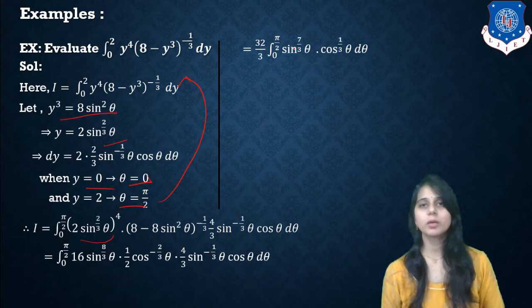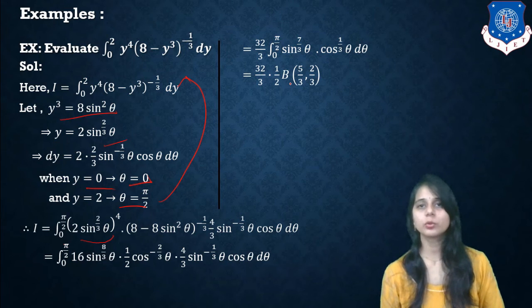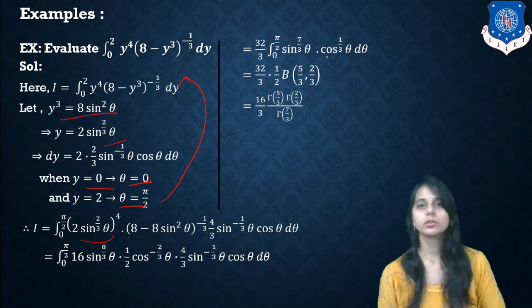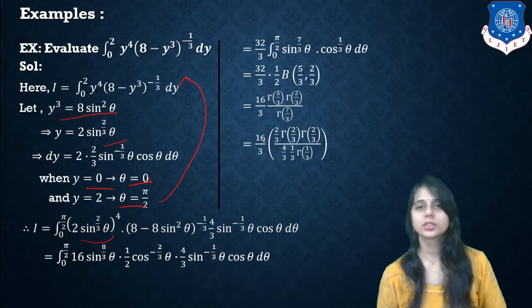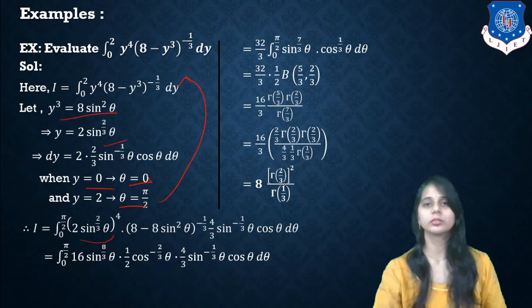We get 32/3 integration 0 to π/2 sin raised to 7/3 theta cos raised to 1/3 theta d theta. It is 32/3 into 1/2 beta 5/3, 2/3, using the beta definition with 2m minus 1 and 2n minus 1. Using this, 16/3 gamma 5/3 gamma 2/3 upon gamma 7/3. That is 16/3, 2/3 gamma 2/3 gamma 2/3, 4/3, which is 1/3 gamma 1/3. So gamma 2/3 whole square upon gamma 1/3.